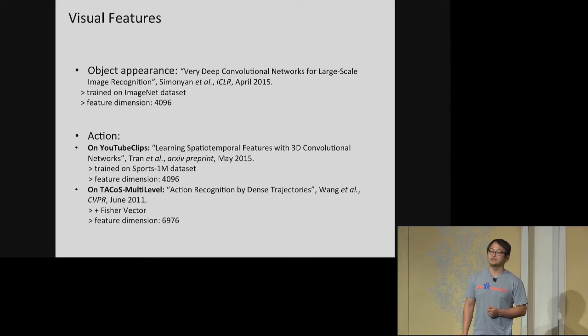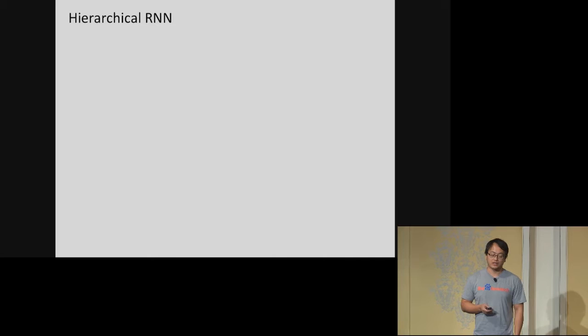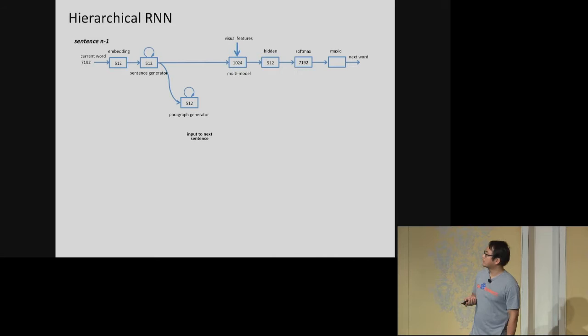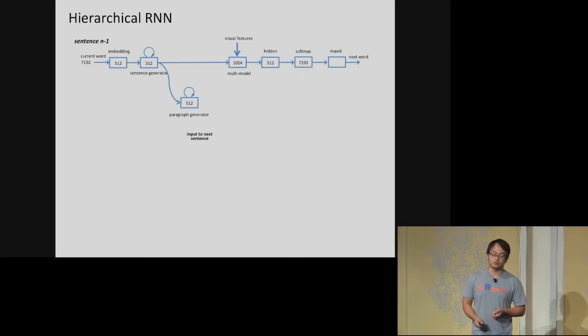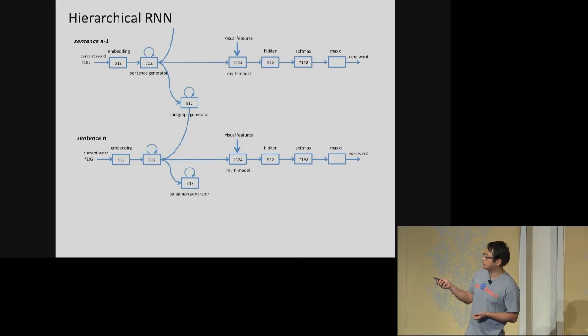So let's go over the details of the hierarchical RNN. For each sentence, we have the current word, and based on the current word, we have the word embedding. The word embedding together with the paragraph embedding and the visual features is used to generate the next word. In this way, we can generate a whole sentence. After we generate a sentence, we get a sentence embedding from the sentence generator, and we use the paragraph generator to encode this embedding and output an embedding to affect the generation of the next sentence. Then we use that embedding to get the next sentence, and so on.